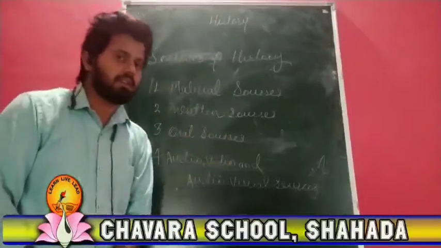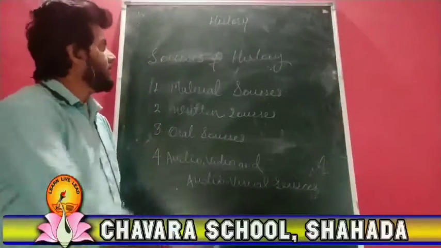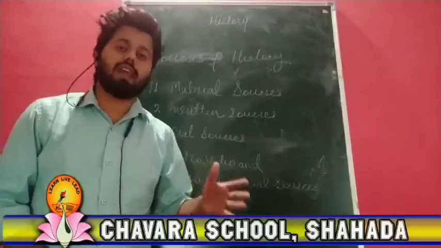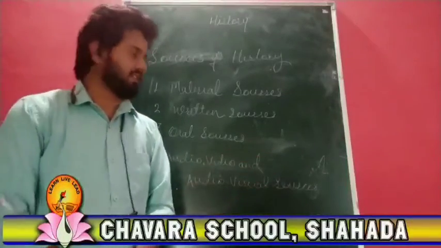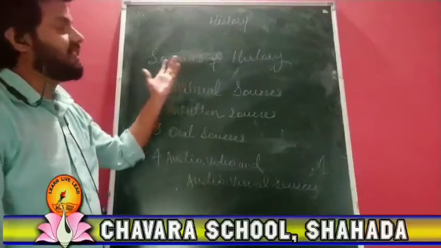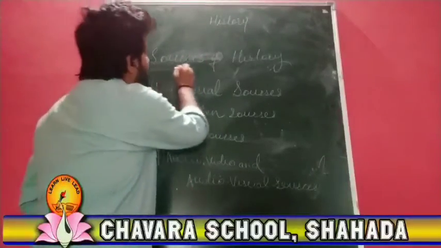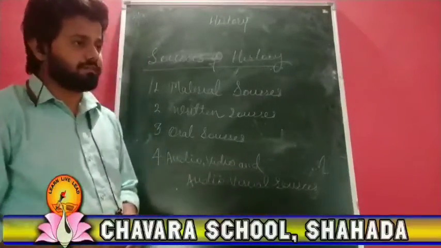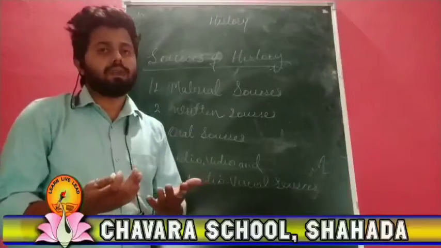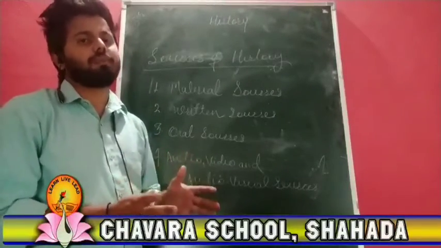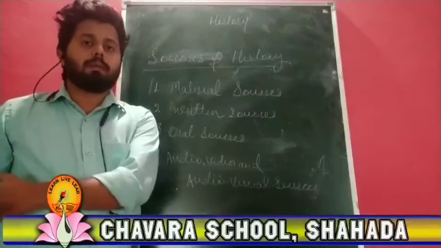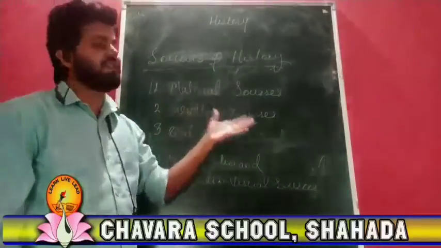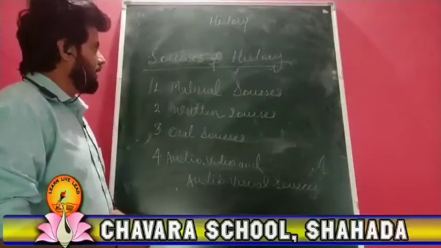Of standard 8, and our first chapter is sources of history. As we learned the history of the medieval and ancient periods in the last years, in this year, that means in standard 8, we are going to learn sources of history of the modern period, of the modern era. Basically, we consider the modern era, the modern period, as a British period or a European period, right? So we will learn about the history of the modern period, of the modern era.